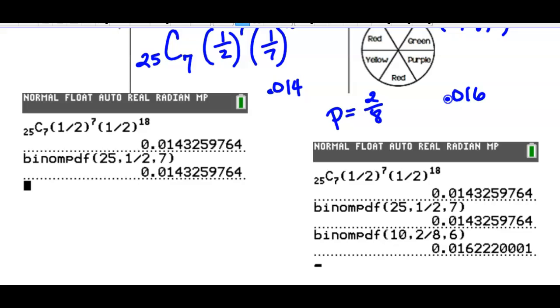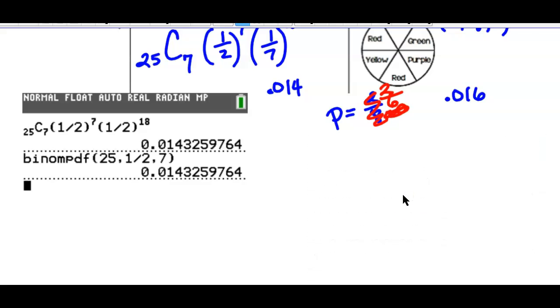Sorry about that, guys. Okay. I did something wrong. There's only 6 spaces on this spinner. 1, 2, 3, 4, 5, 6. Oh, I should fix the video, but this is 2 out of 6. So this is wrong.